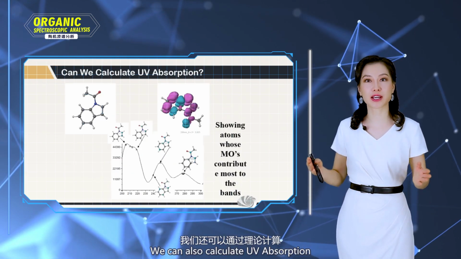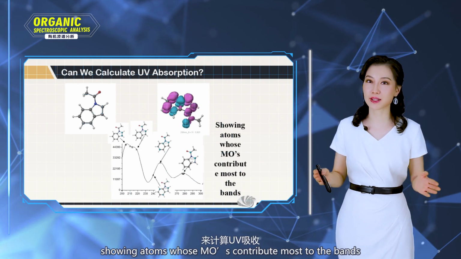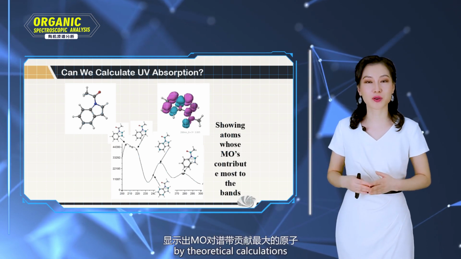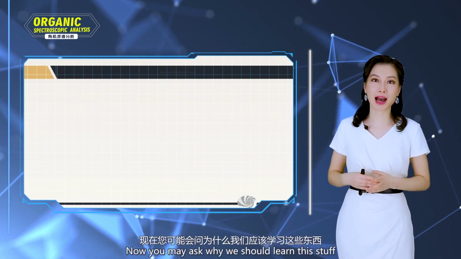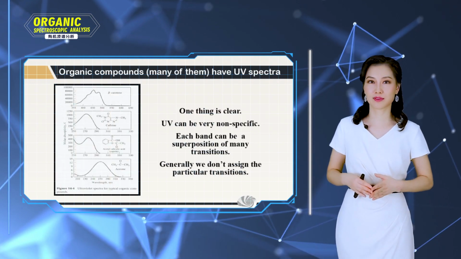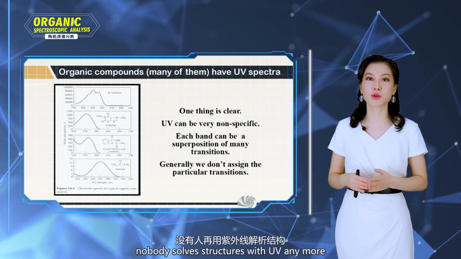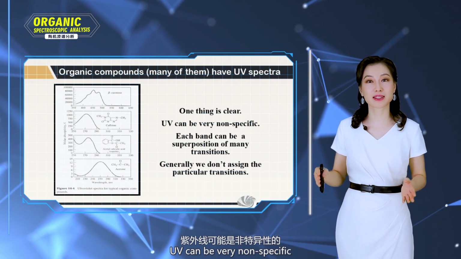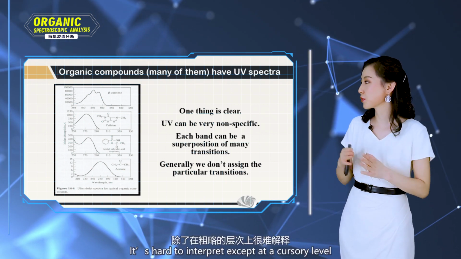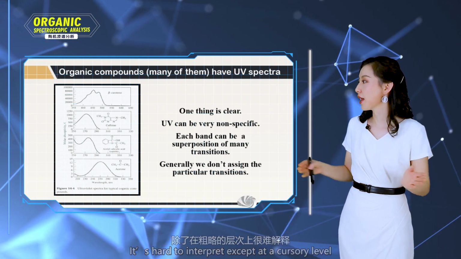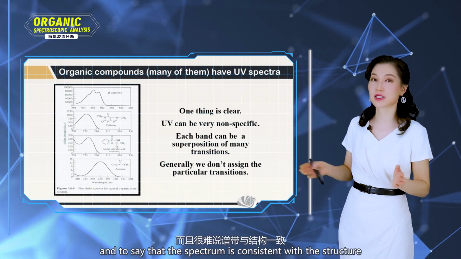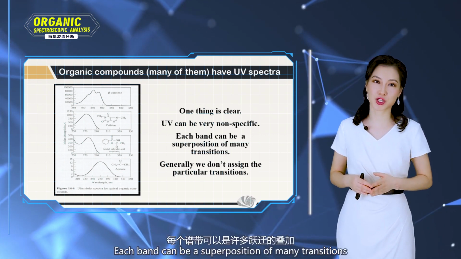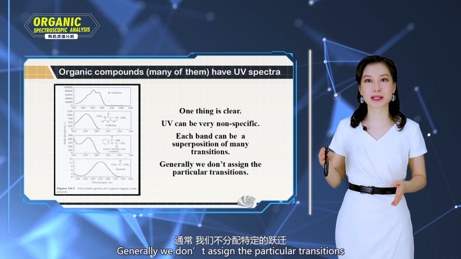We can also calculate UV absorption, showing which atoms and molecular orbitals contribute most to the bands, by theoretical calculations. Now you may ask why we should learn this stuff. After all, nobody solves structures with UV anymore. One thing is clear: UV can be very nonspecific. It's hard to interpret beyond a cursory level, to say that a spectrum is consistent with this structure. Each band can be a superposition of many transitions. Generally, we don't assign the particular transitions.